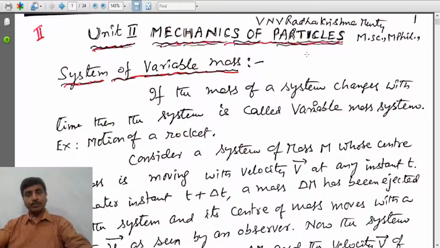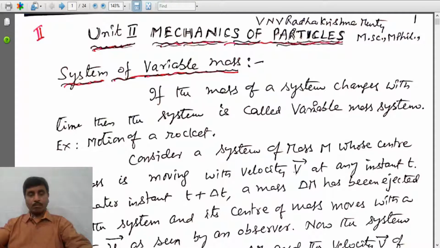In this video, I would like to explain first two topics: motion of system of variable mass and motion of a rocket. First, system of variable mass. To describe motion of system of variable mass, we consider the motion of center of mass of the system. Center of mass means a point where the total mass of the system may be supposed to be concentrated.